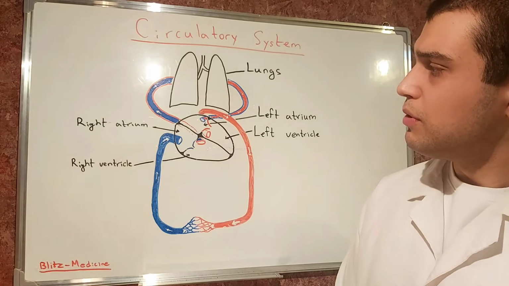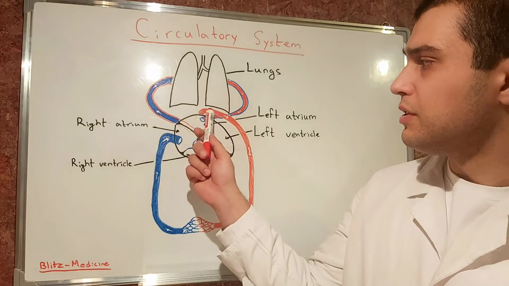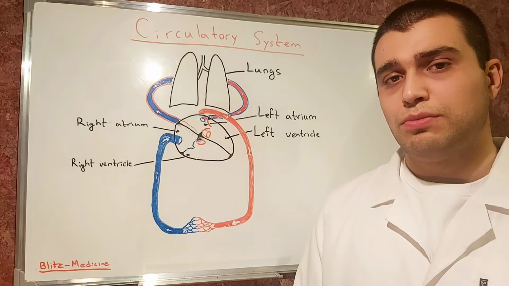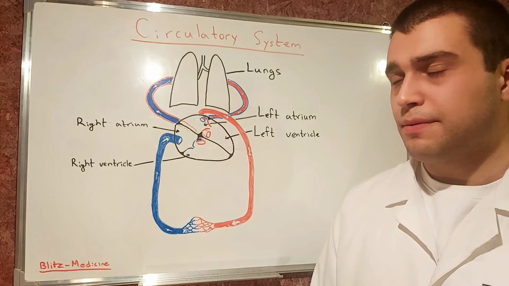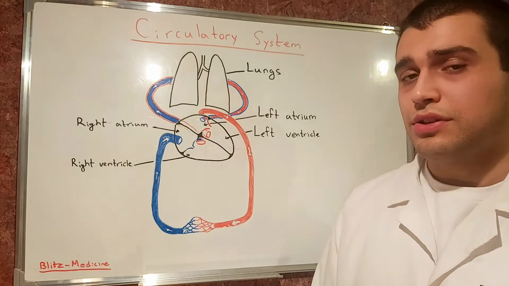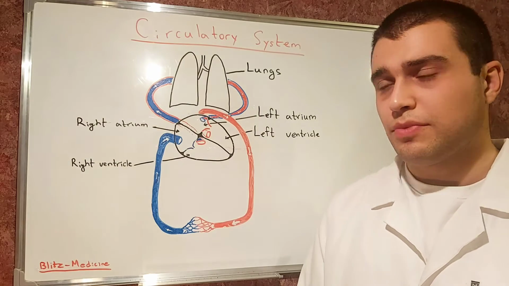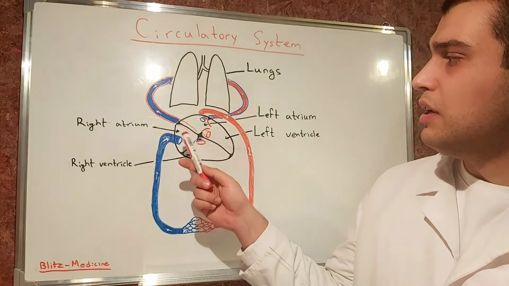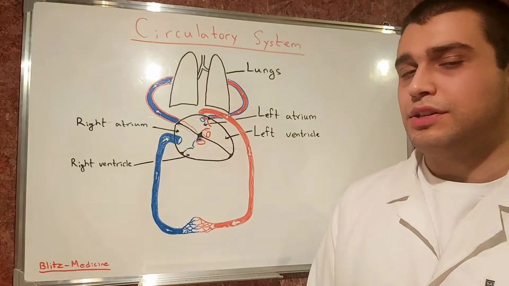Two pathways come from the heart, the pulmonary circulation and systemic circulation. Pulmonary circulation is a short loop from the heart to the lungs and back. It has specific functions such as ventilation and gas exchange. It starts from the right ventricle and ends in the left atrium.